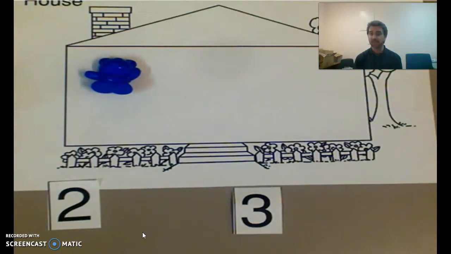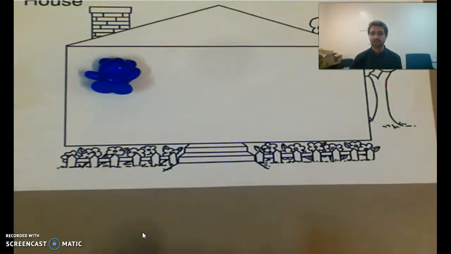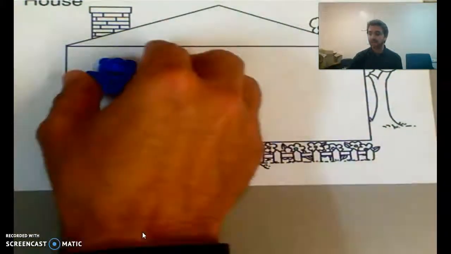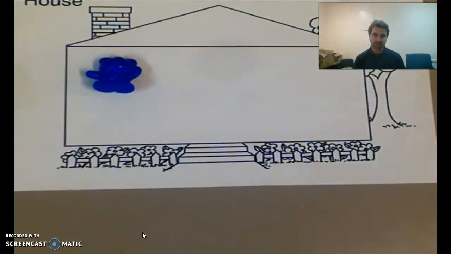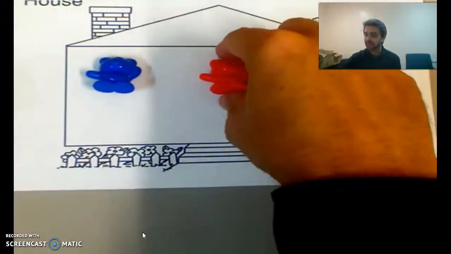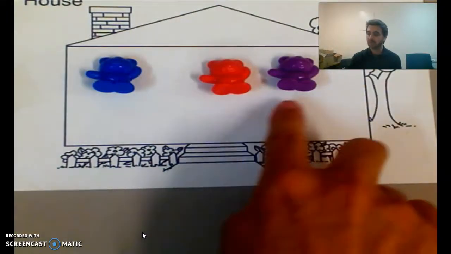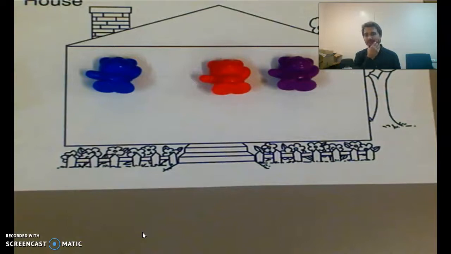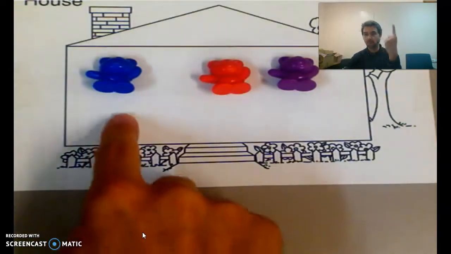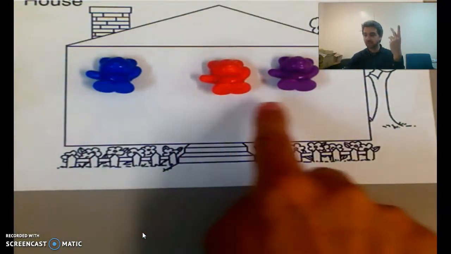Okay, so for example, you can see I have a house, and there's a little bear in the house. We know bears don't live in houses, but why not, right? Ever heard of Goldilocks and the Three Bears? So let's pretend that this bear lives in this house, and he invites over two of his friends. So we have one friend that comes over, and another friend that comes over. So two friends, 1, 2. So how many bears are now in the house? Well, let's count. We have 1, 2, 3.